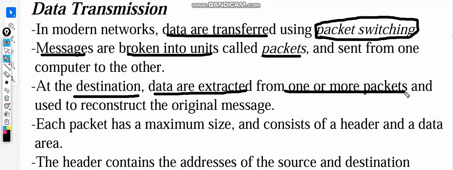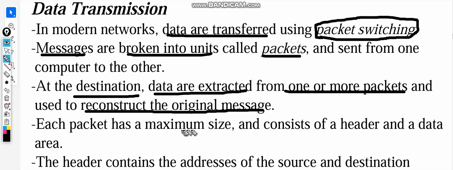Data are extracted from one or more packets and used to reconstruct the original message. This technology is called packet switching. Messages are broken into units called packets and sent from one computer to the other. At the destination, data are extracted from one or more packets and used to reconstruct the original message.